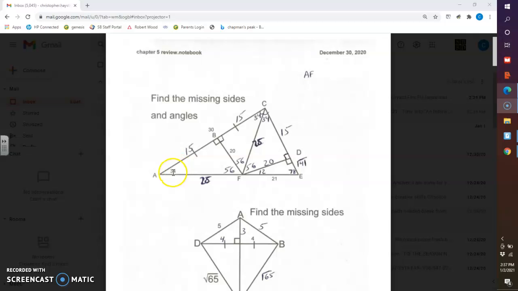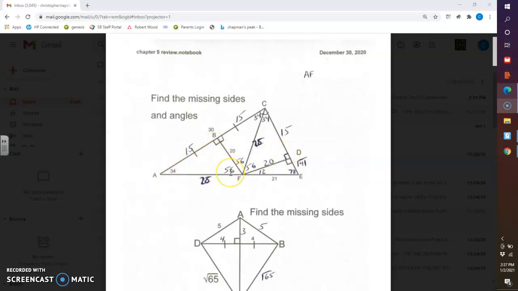In terms of angles, if this is 34, this has to be 34, because it's an isosceles triangle, and the angles opposite congruent angles have to be equal. Since this is an angle bisector, these two angles have to be equal as well. These angles have to be 90 because they're linear pairs.